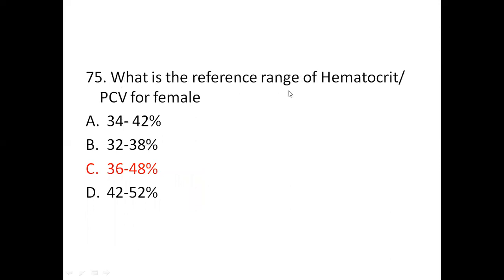Next, what is the reference range of hematocrit or PCV for female? So what is PCV or hematocrit range? It measures the proportion of RBC in the blood. Option A, 34 to 42%. Option B, 32 to 38%. Option C, 36 to 48%. Option D, 42 to 52%.